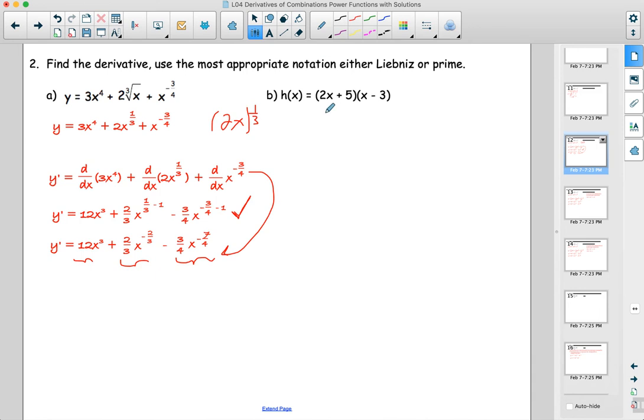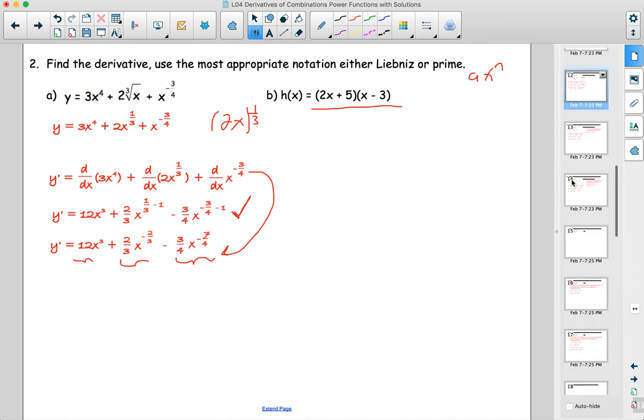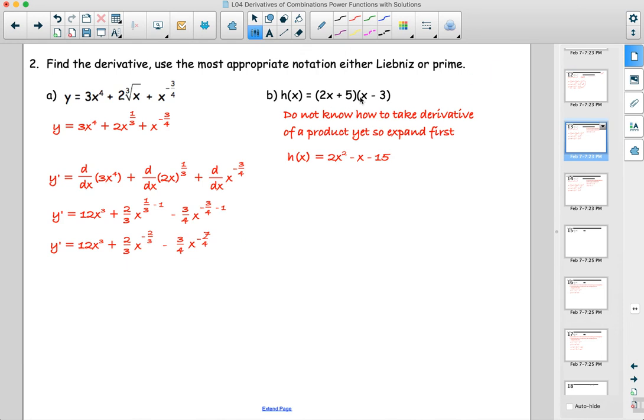Let's try 2b. Is this in the proper form? Is it ax to the n? And you might argue, well, all of these little pieces are ax to the n, but this is a product. This is a product of some power functions. We have no idea at this point how to take the derivative of a product. So what we're going to do is expand. And in the next lesson I will teach you how to take derivatives of products. But in this case, we can expand. We don't know how to do it, so we're going to expand.